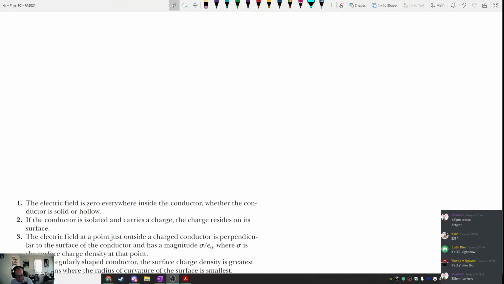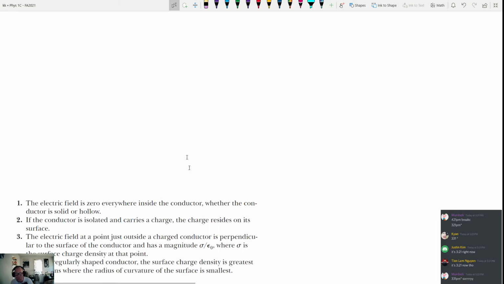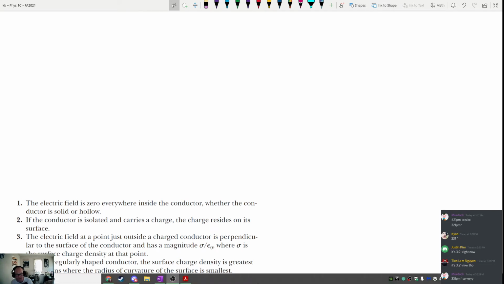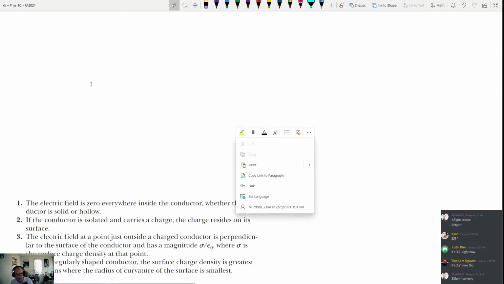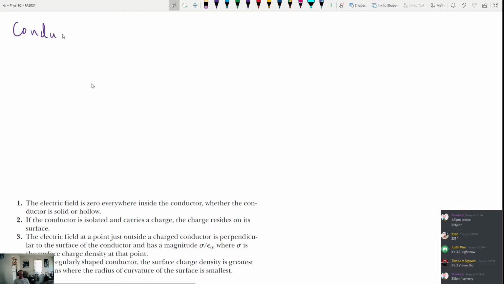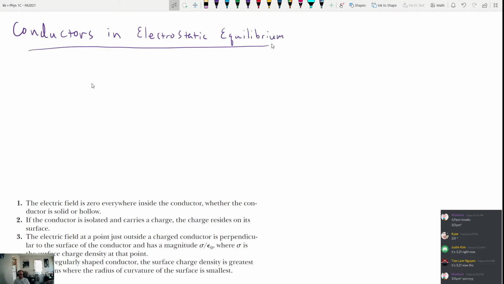Okay, this is the last hour of Physics 1C for September 20th, and the last hour we're going to talk about what's called conductors in electrostatic equilibrium. We're mostly going to be looking at properties of conductors when they carry charges. What happens to conductors when they carry charges?